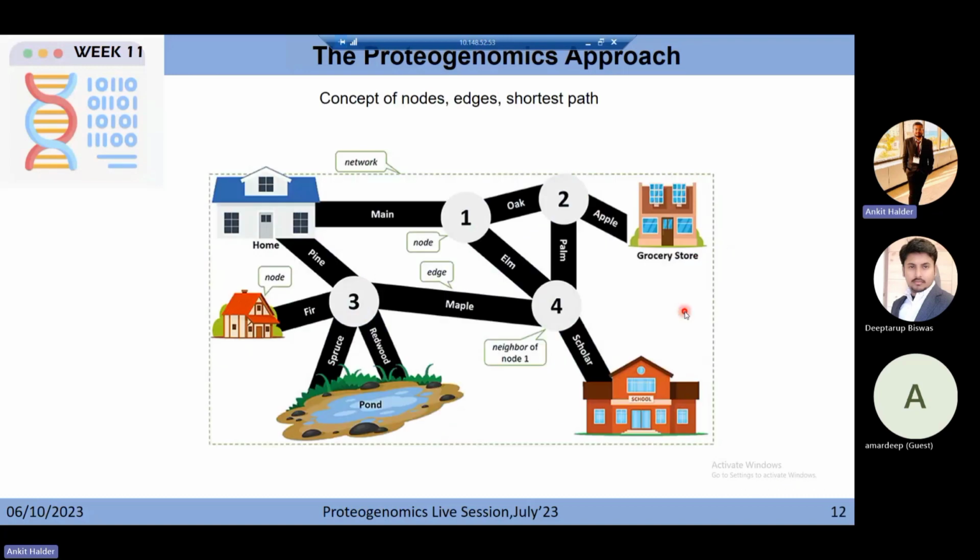Now if we try to map it, you can see the grocery store, then the tree. This one is a node, this one is a node, this is a junction. Then how it is going along the edges, what is the distance, what will be the shortest path. All these things correspond to a particular kind of network, which is also reflected in our biological data sets, and reflects our biological sense.